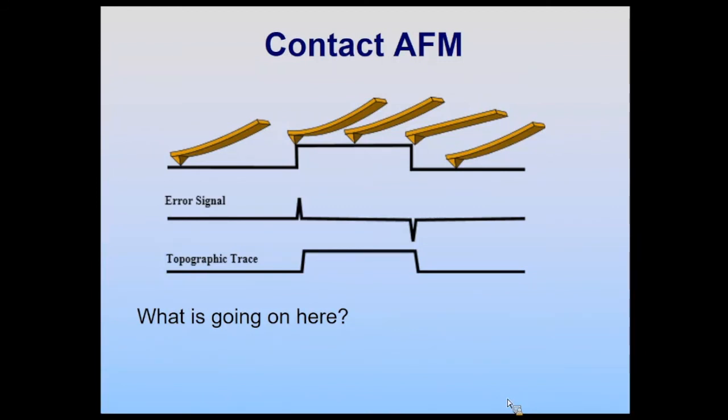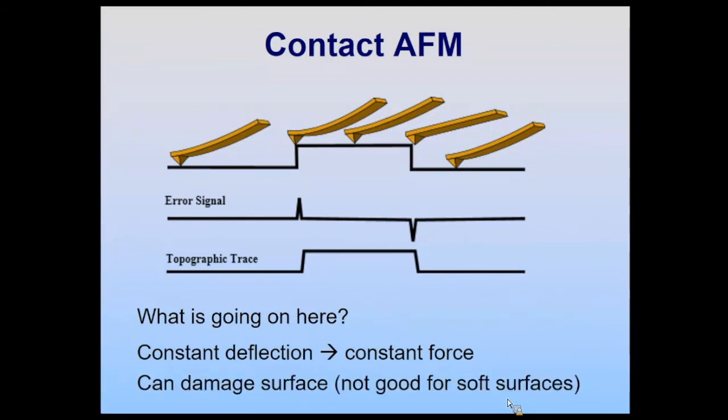Then you make a slight upgrade to that: you slam it in until it deflects a certain amount. And as you drag it over the surface, if you notice it deflecting more or less than that, you adjust the height to make the deflection be the same. And that constant deflection you can then read as constant force. The problem, of course, is that you're dragging a tip across your surface and making all these channels in it as you're doing that. So it's not great for soft surfaces because it can really damage the surface.